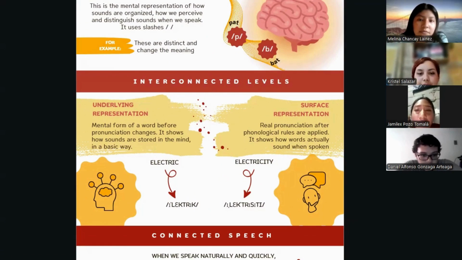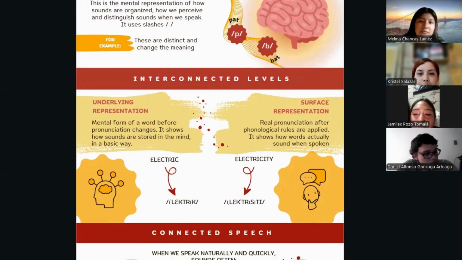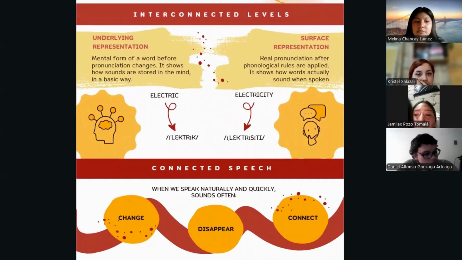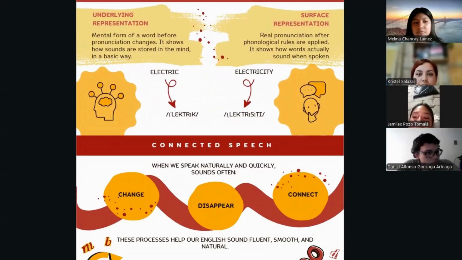Surface representation and connected speech. Surface representations refer to how words are actually pronounced, while connected speech refers to how words and sentences are linked to form coherent discourse. This is known as consonant blending. In this case, two consonant sounds from different words combine to make speech flow more smoothly, and these aspects are important for understanding the tone and intention of language.